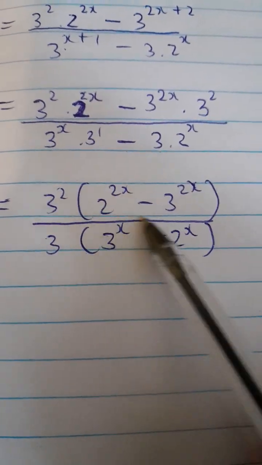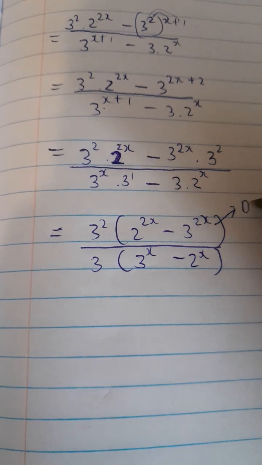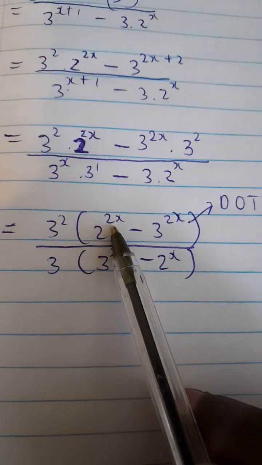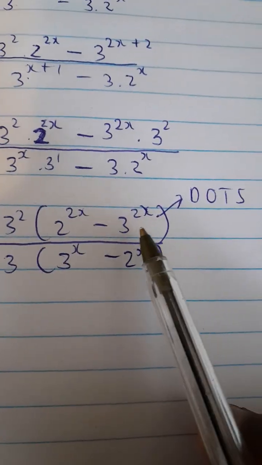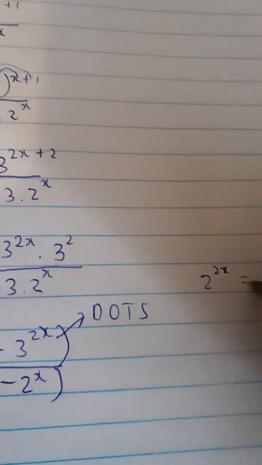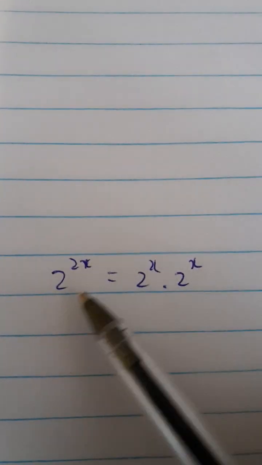But there's something we can do inside here because we see that there's a type of factorization that can be applied. Why? 2 to the power 2x is a perfect square. 3 to the power 2x is also a perfect square. Why do I say so? 2 to the power 2x can actually be written as 2 to the power x times 2 to the power x. Do you see this?